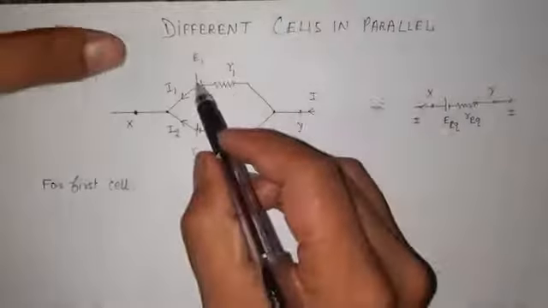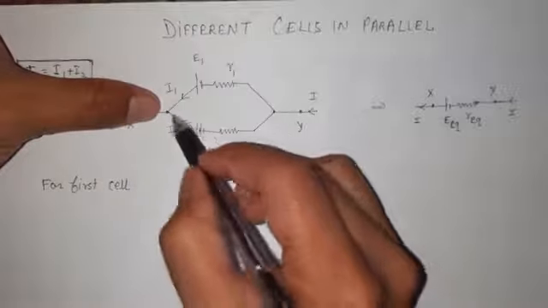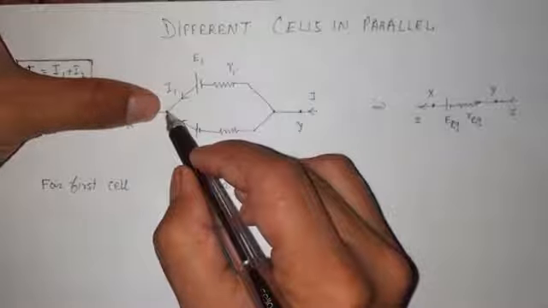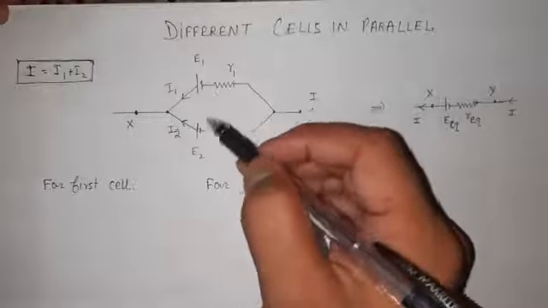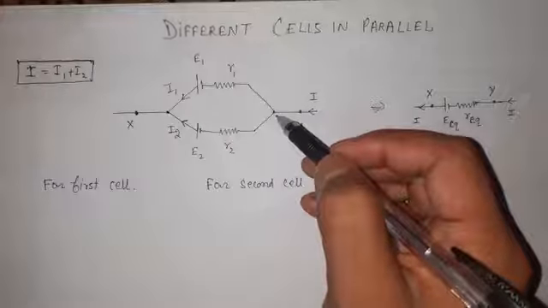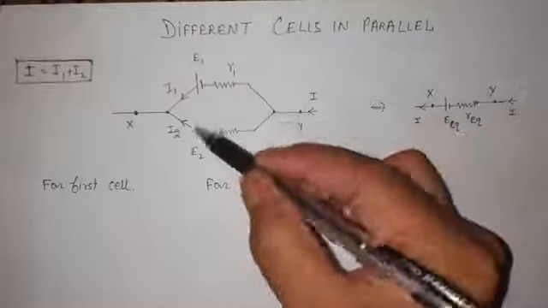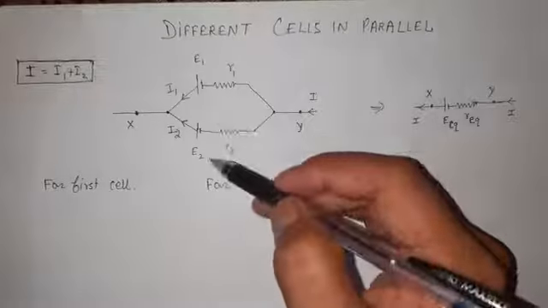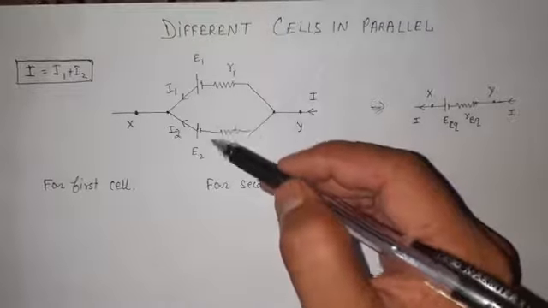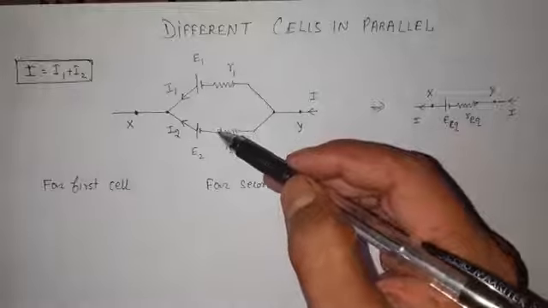In a parallel combination, the positive terminals of all the cells are connected to the same common point and the negative terminals are connected to the other common point. Okay, so this type of combination of cells is said to be parallel. So here it is the pure parallel combination which I am going to discuss.